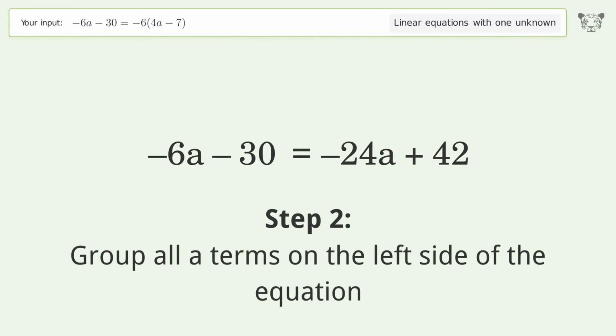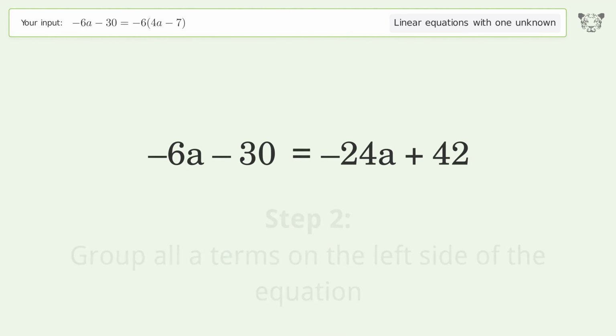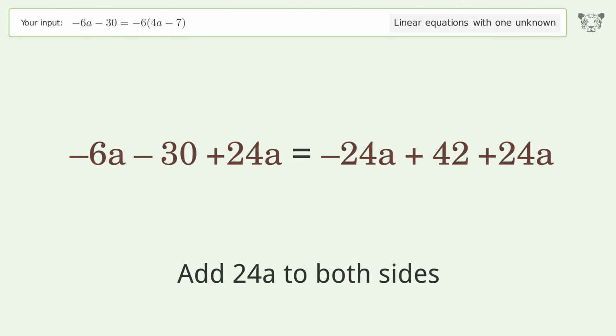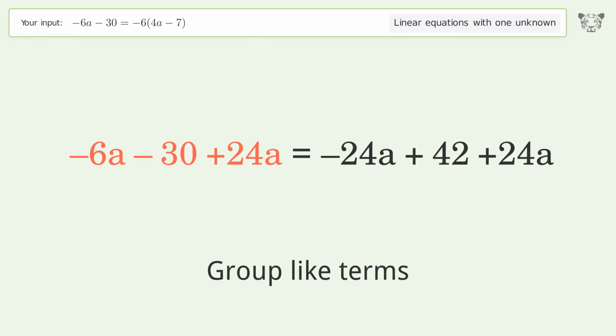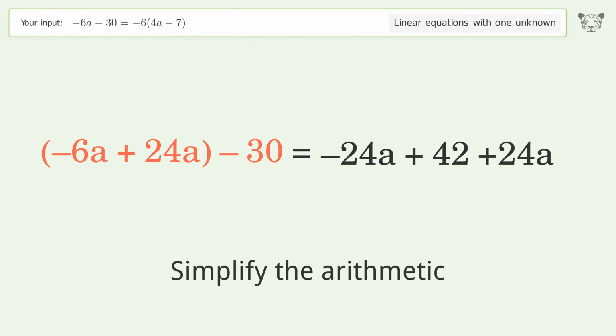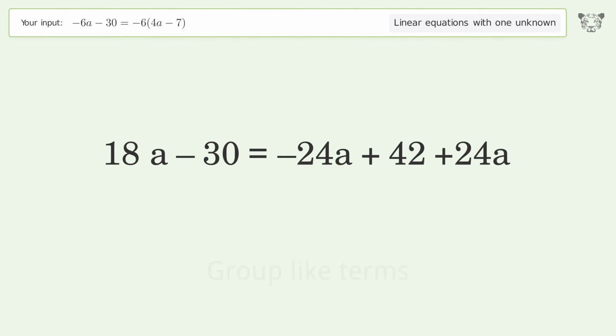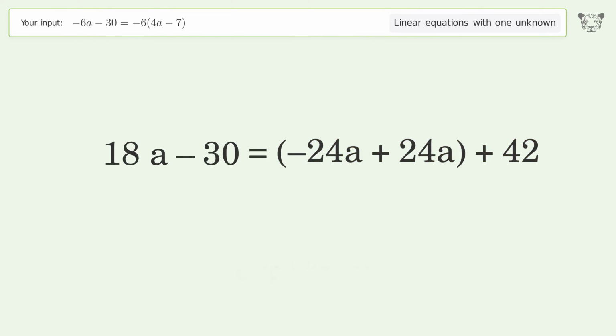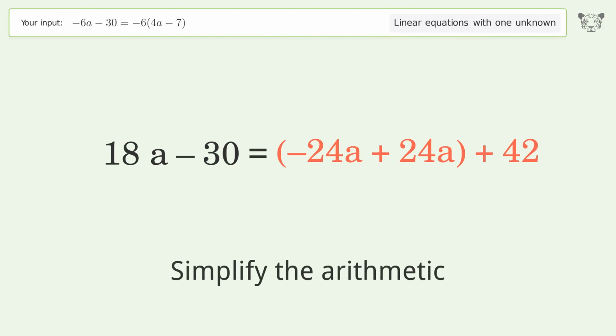Group all a terms on the left side of the equation. Add 24a to both sides. Group like terms. Simplify the arithmetic. Group like terms. Simplify the arithmetic.